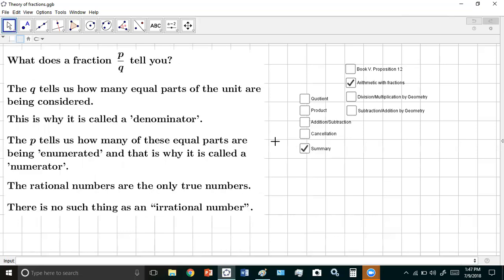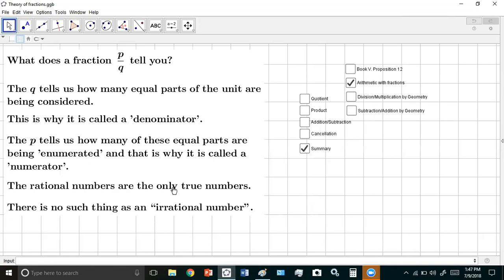And in summarizing, what does this fraction tell you? Well, the Q tells you how many equal parts of the unit are being considered. How many equal parts of the unit are there? There are Q equal parts. And that's why Q is called the denominator, and P is called the numerator, because the P tells us how many of these equal parts are being enumerated.